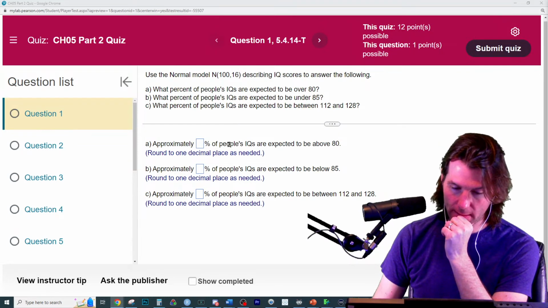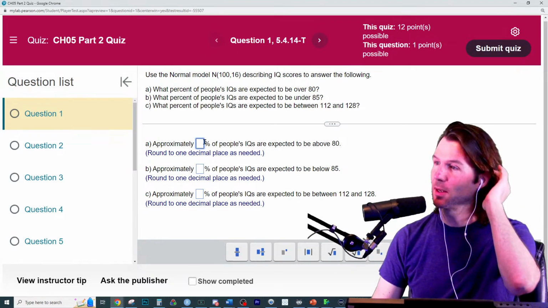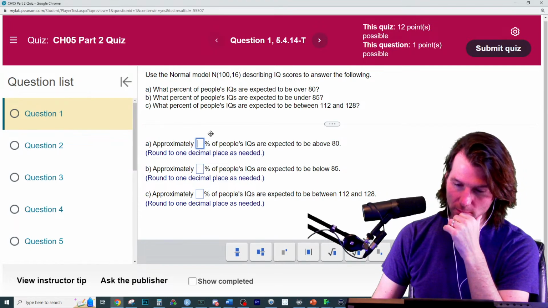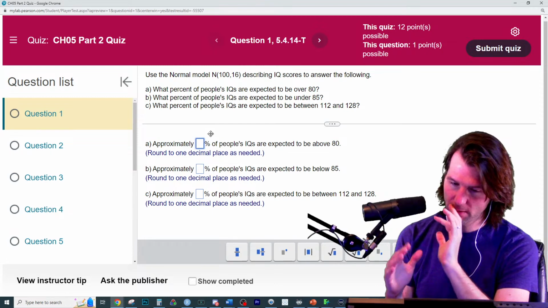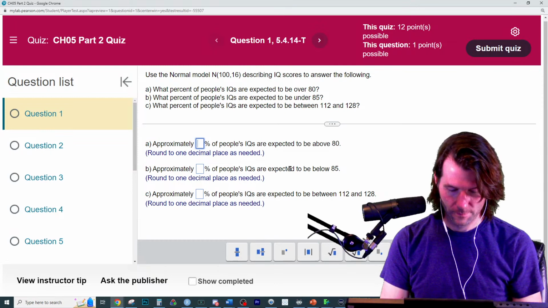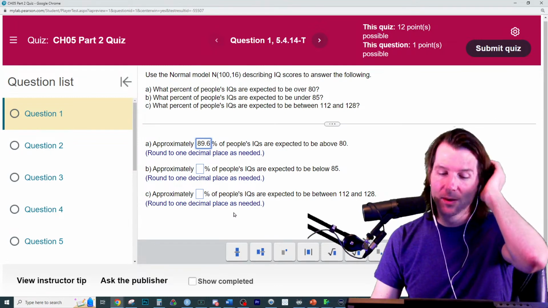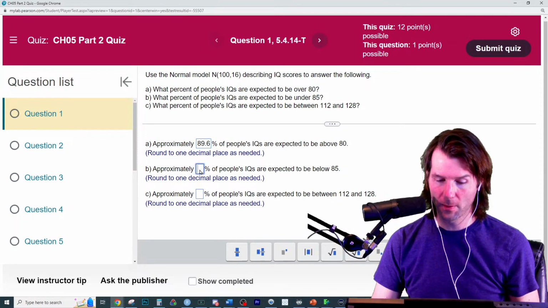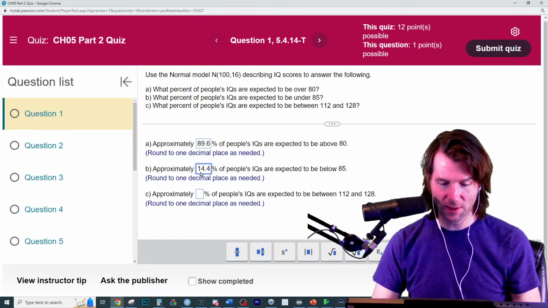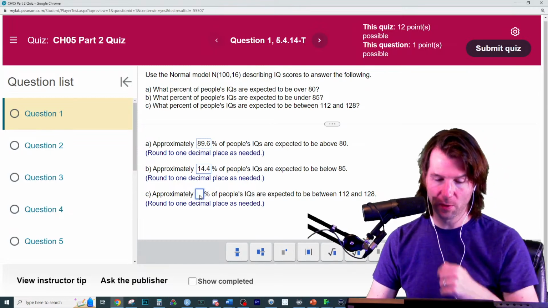Over 80. So over 80. I'm trying to think. I'm trying to solve it in my head. So that should be to the right of that. Should be out. Oh, we can't below 85. Oh, we can kind of get this one. Having a little fun. See how close we are on our answers. 112 to 128. We'll just take a quick guess on that.